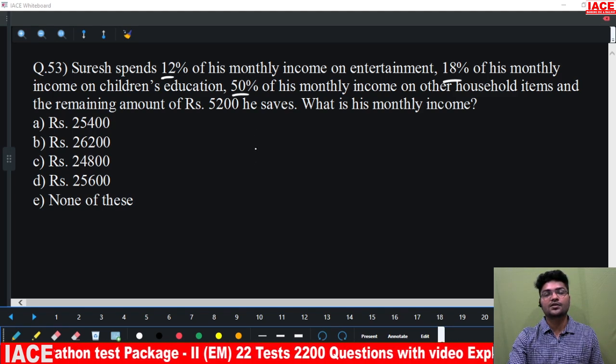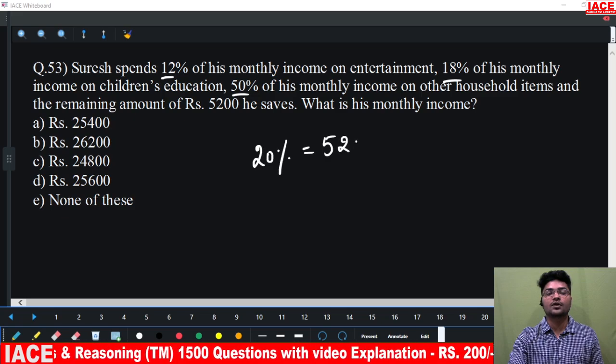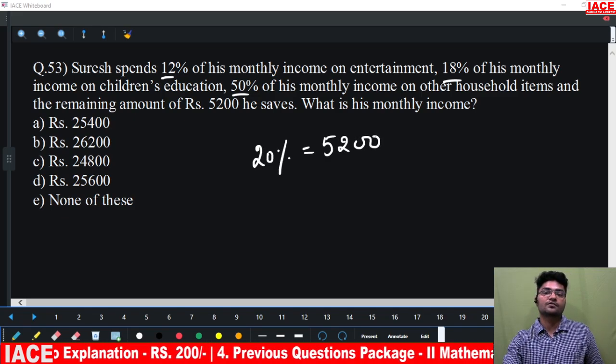That means remaining is how much? 20 percentage. He is saving how much? 20 percentage. 20 percentage is how much? 5200. 20 percentage is 5200.